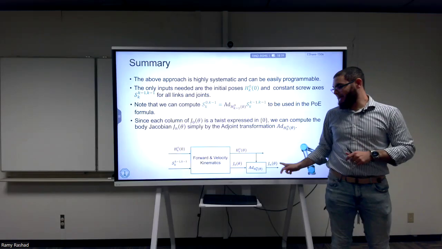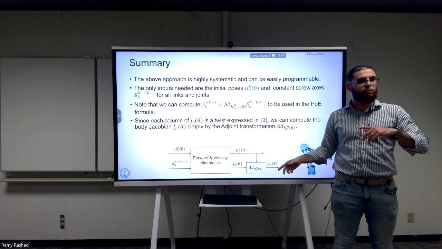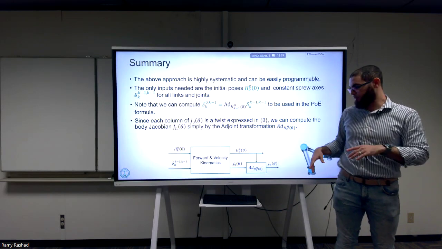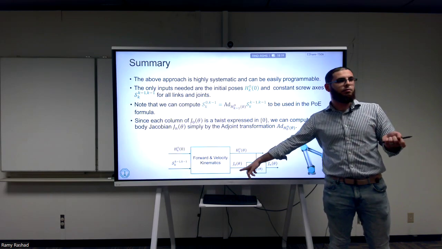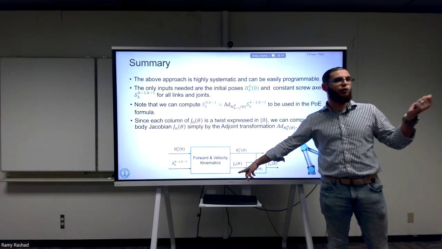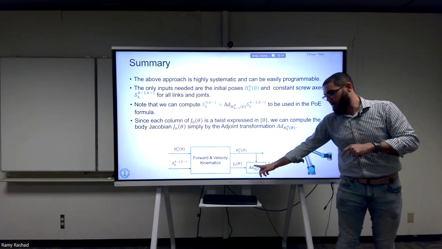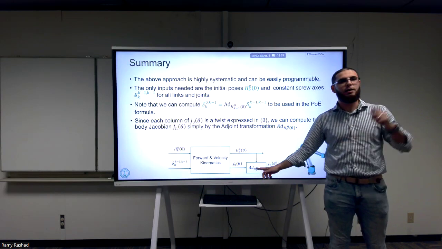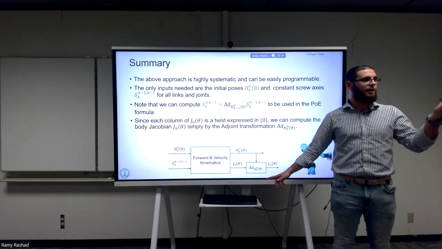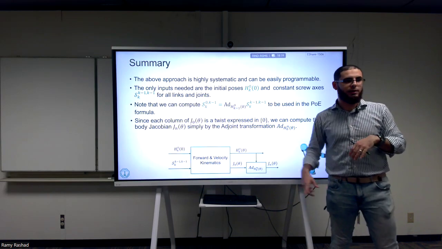And if we want to get the body Jacobian, which also plays another important role: each one of these column vectors was a twist expressed in the 0 frame. How do you transform twists from the 0 frame to the end effector frame? By multiplying by the adjoint from 0 to n. Where do I get the adjoint from 0 to n? It is the inverse of n with respect to 0. Where do I get n with respect to 0? I got it from here, from one of these calculations.